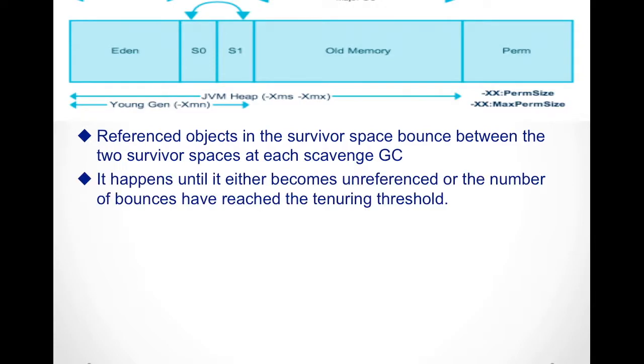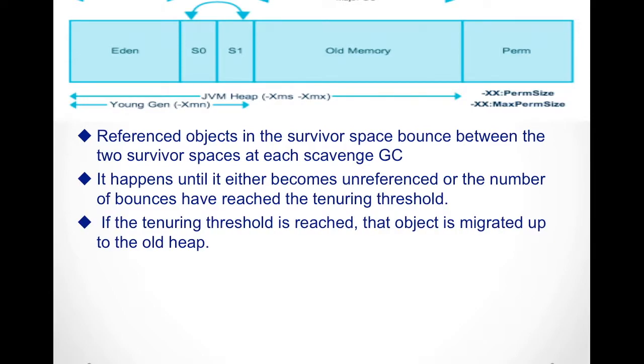Referenced objects in the survivor space bounce between the 2 survivor spaces at each scavenge GC, and this bounces until it either becomes unreferenced or the number of bounces has reached the tenuring threshold. And if the tenuring threshold is reached, that object is migrated up to the old heap.